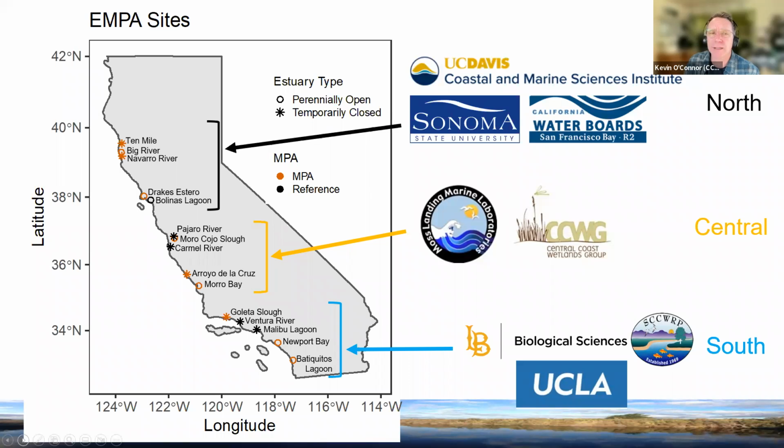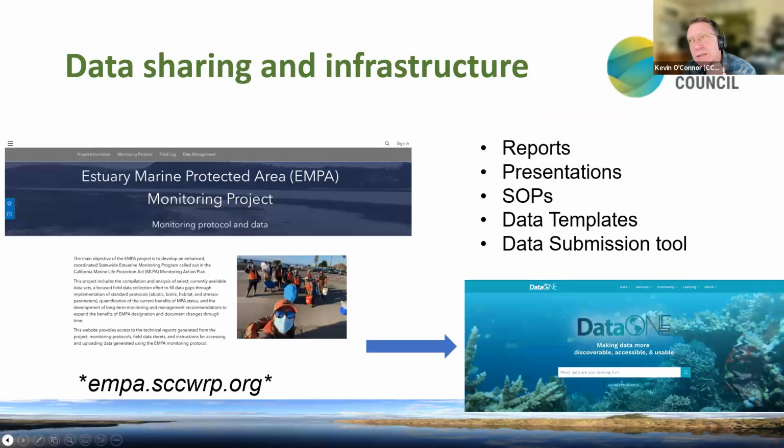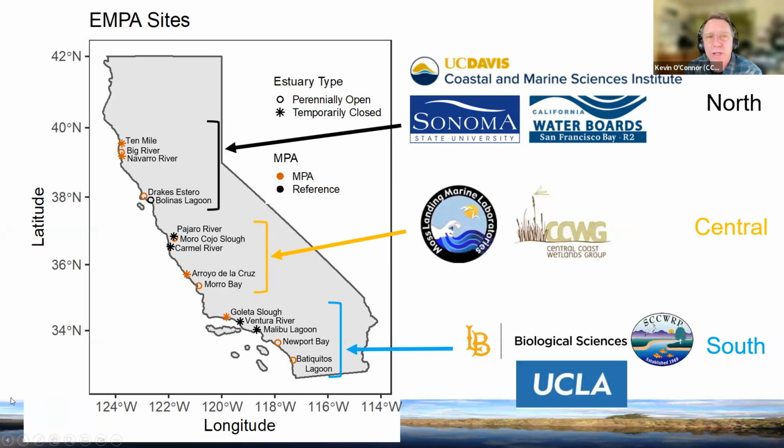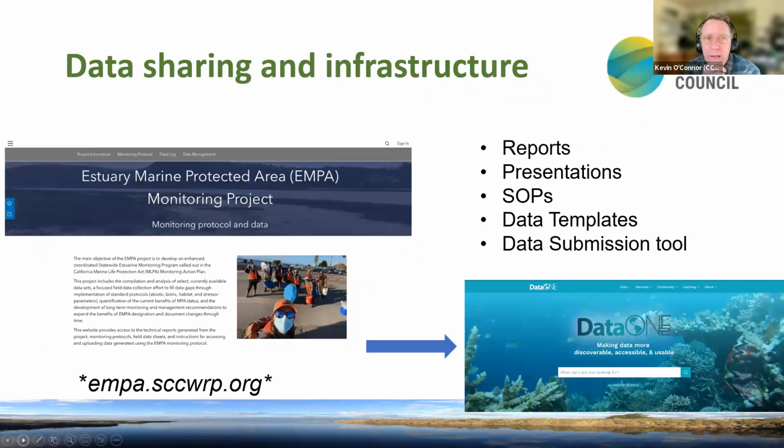Here's an overview of the sites and the teams. So 15 sites is where we assessed utilizing these protocols, about half of which were estuary MPAs and half of which were control sites. Each region, north, central, and south, had 5 estuaries to assess, and here you can see the teams. They represented both perennially open estuaries as well as temporarily closing or barbell estuaries, and a range of sizes as well.